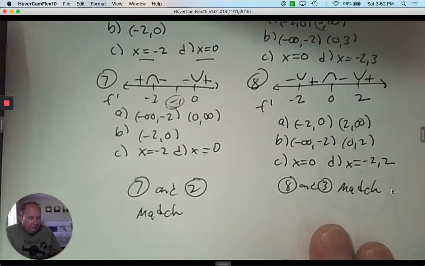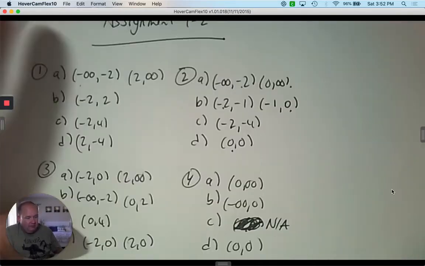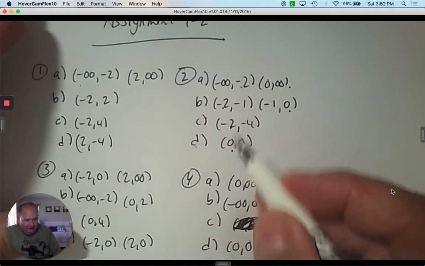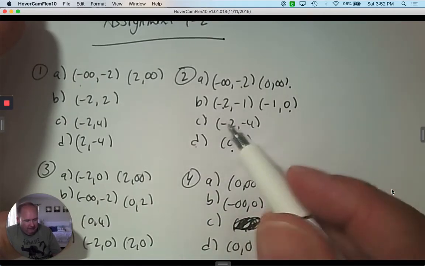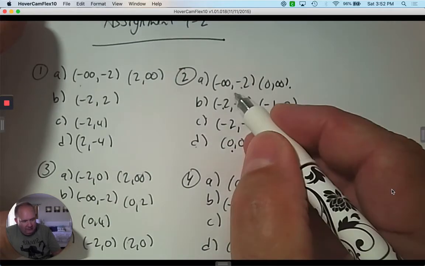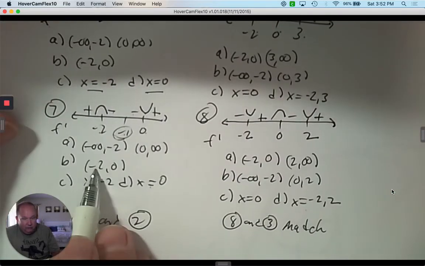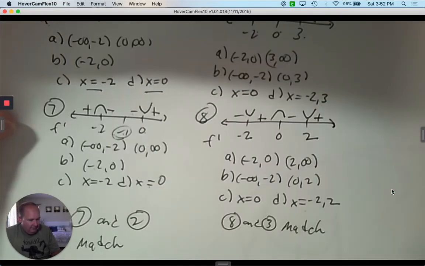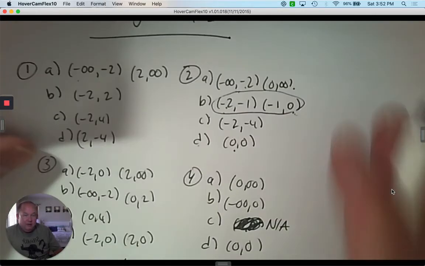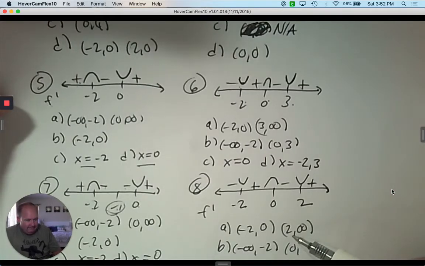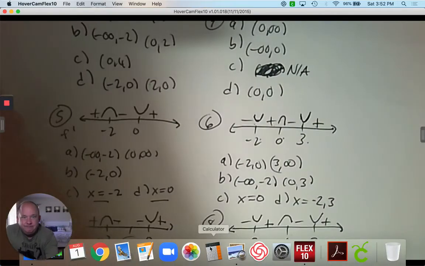So look carefully at 7, look carefully at 2, and when I look at C and D, it's the x-coordinate that matches. And when I look at B, I just treated this as one interval from negative 2 to 0, just like this goes from negative 2 to 0. All right. So one way is graphically, the other way is with the first derivative number line. All right, turn the page.